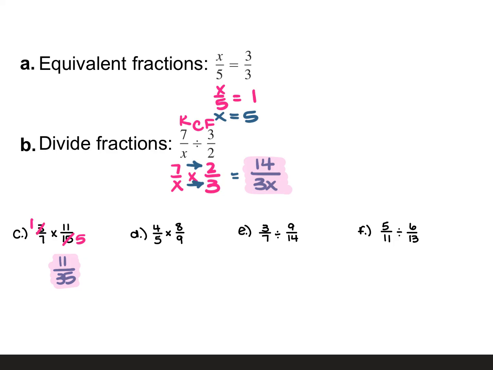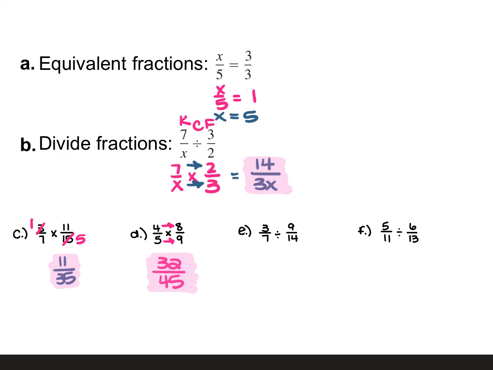For example D, we have 4/5 times 8/9. You cannot cross simplify here. The 4 and the 9 do not share a common factor other than 1. The 5 and the 8 do not share a common factor other than 1. So you are going to multiply this straight across. You have 4 times 8, which is 32, over 5 times 9, which is 45. There is no factor of 32 and 45 that go into both of these numbers evenly. So that is your answer.